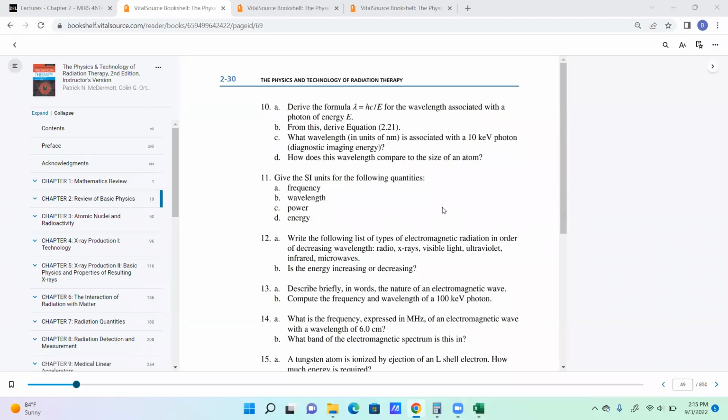This is going to be the Chapter 2 lecture over problems 10 through 16. So let's take a look here. Derive the formula lambda is equal to hc divided by E for the wavelength associated with a photon of energy E. So how do we come up with this?